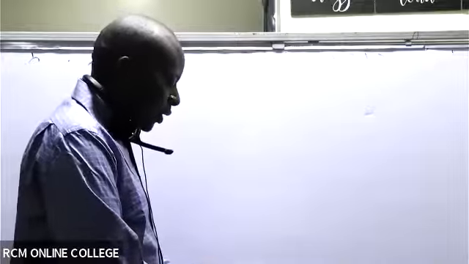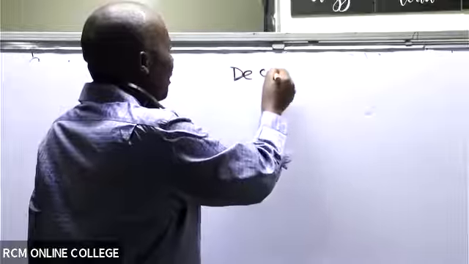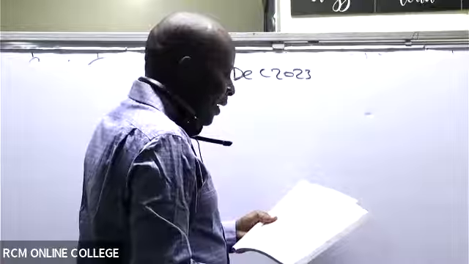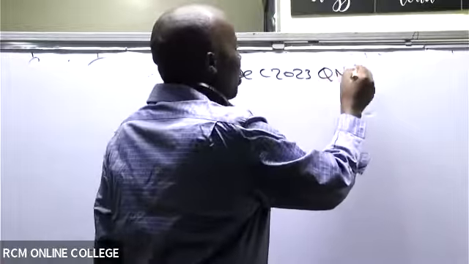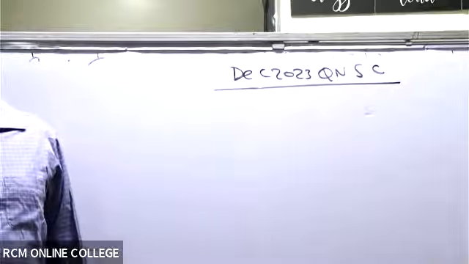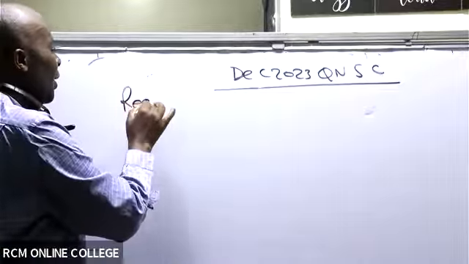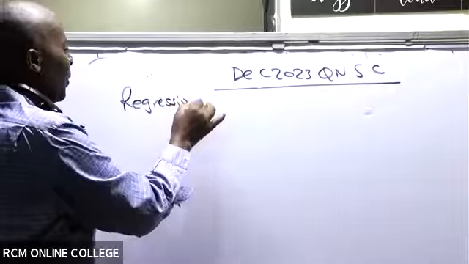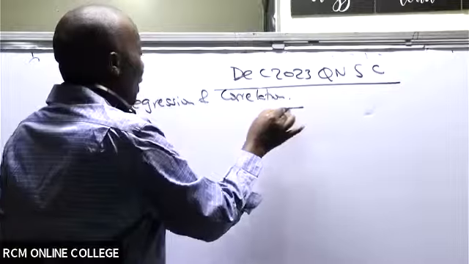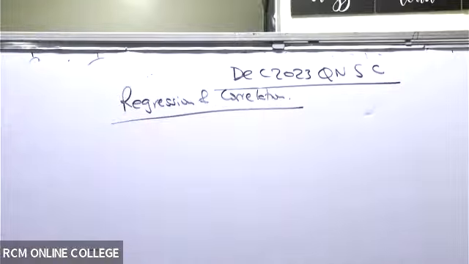Quantitative analysis, and I'm looking at December 2023, question number 5C. I would want to look at regression and the correlation. That is topic number 4 and topic number 5. Correlation in QA is topic number 4.